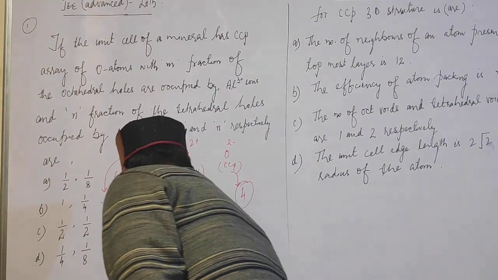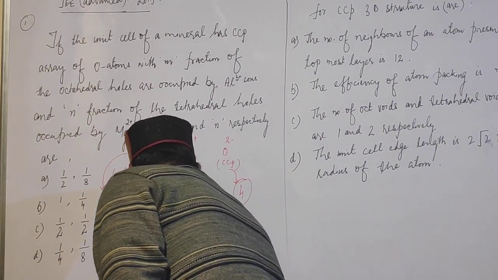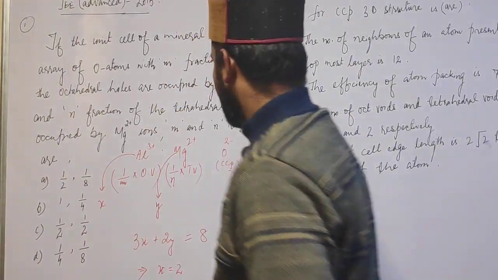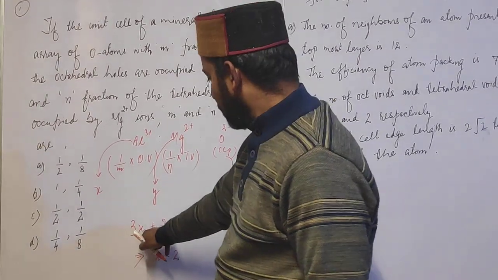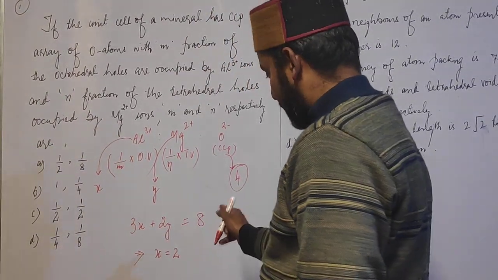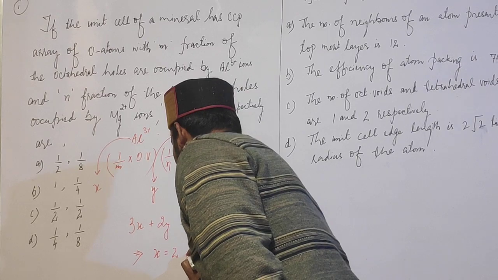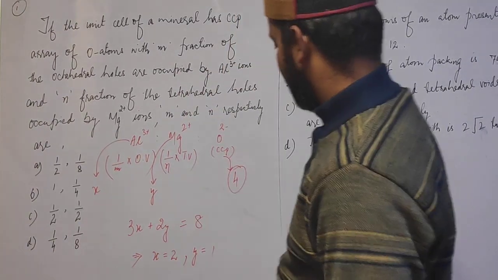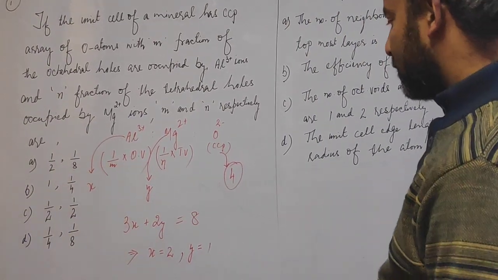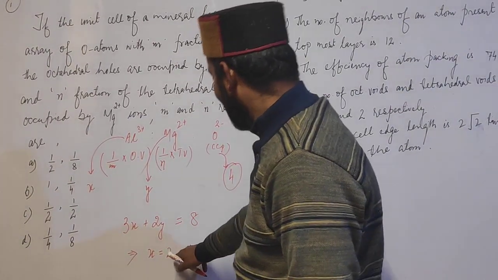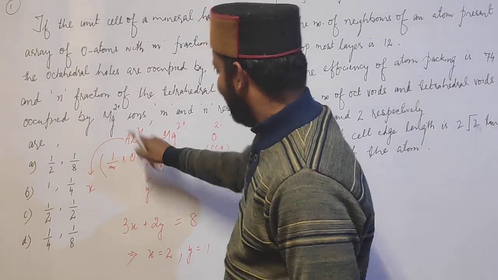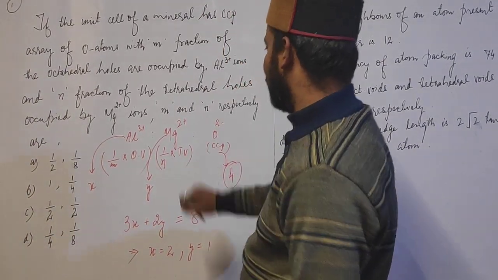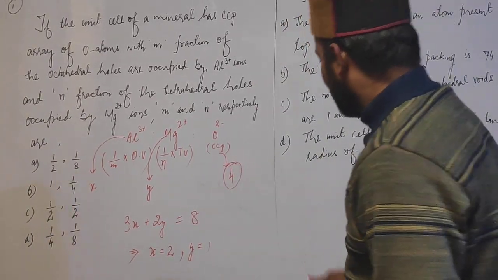Now this equation, 3x plus 2y is equal to 8, suggests that x should be what? x should be 2 and y should be 1. So how many aluminium ions do we have? 2. And how many magnesium ions? We have 1. Now students, see this.